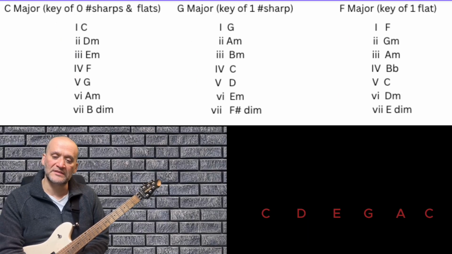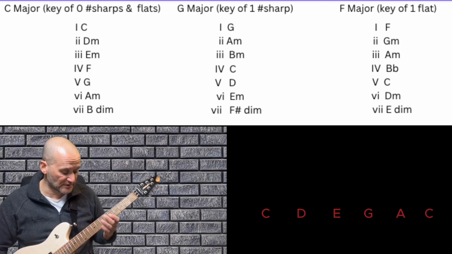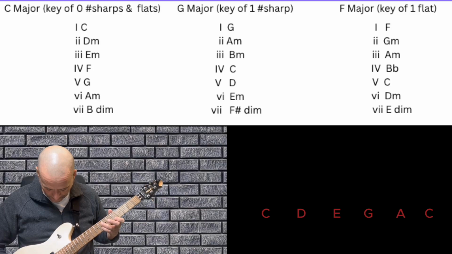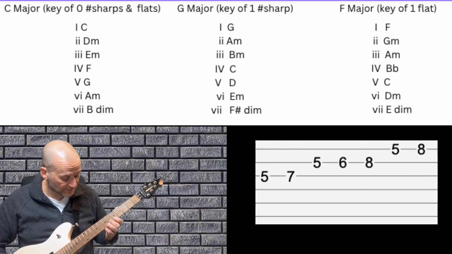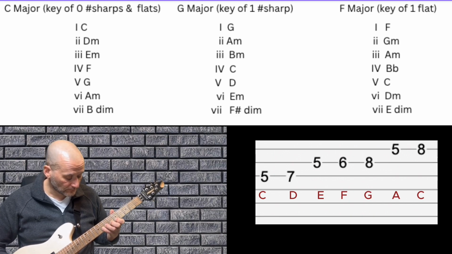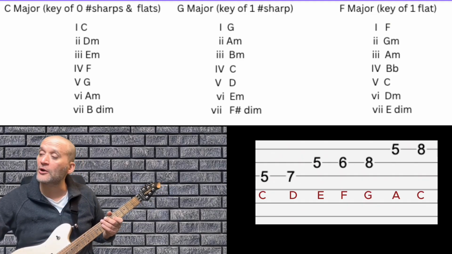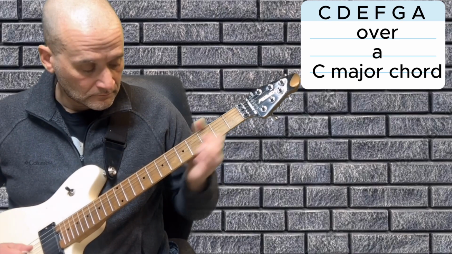Okay, so it's time to add another note. We're going to take this scale and add an F note right here. So we've got on the third string C to D, second string E, F, G, first string A to C. Okay, let's play that over the recording.